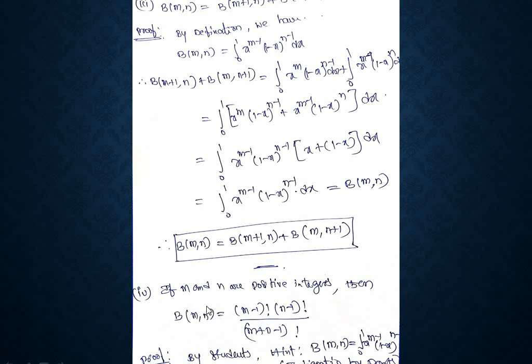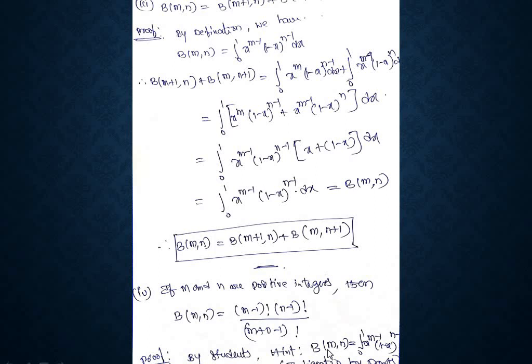The last property is, if m comma n are positive integers, then we can prove that beta of m comma n is equal to (m minus 1) factorial times (n minus 1) factorial by (m plus n minus 1) factorial. I am giving this as an example problem for the student assignment. All of you go through this basic definition. I am also giving a hint here.